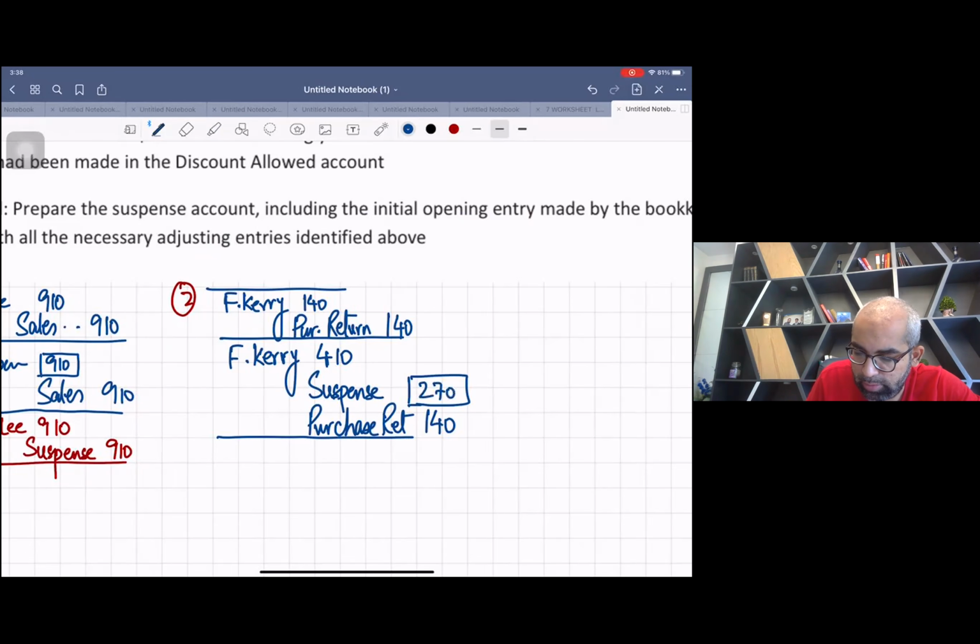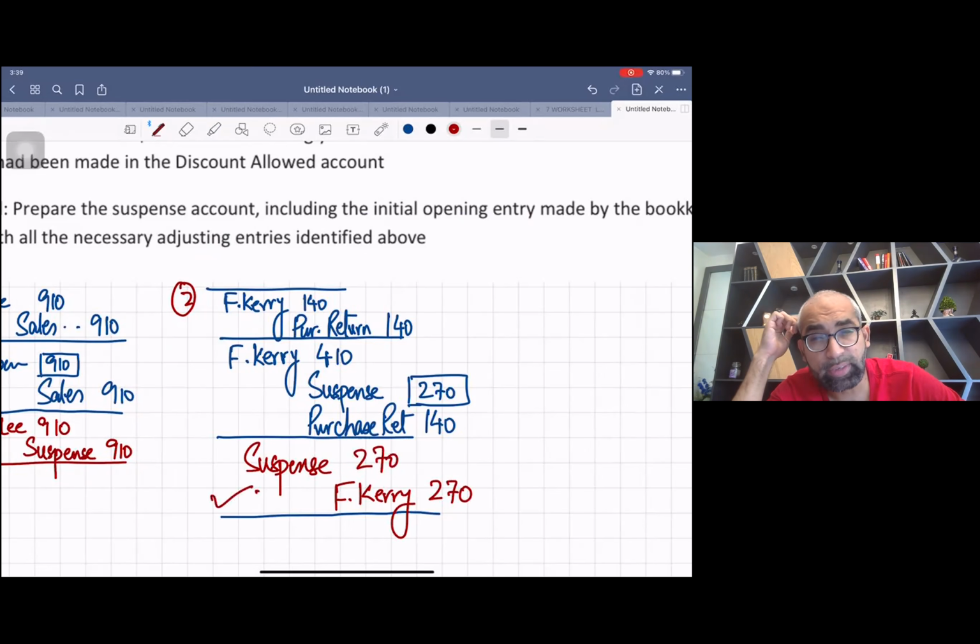Okay, now the third and the easiest entry for you guys. Purchase return is perfect. In the first entry it's 140, in the second entry it's 140, no error in the purchase return account. So leave it. Now F Carry should have been debited by 140, but we debited F Carry by 410, so we debited F Carry extra. So now we'll credit F Carry by 270, and obviously we need to close the suspense account. Students, now it should be very easy for you. We have done a lot of practice now.